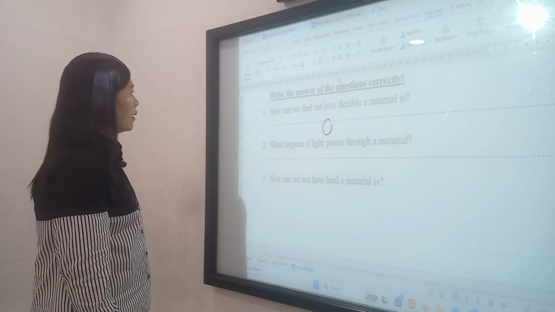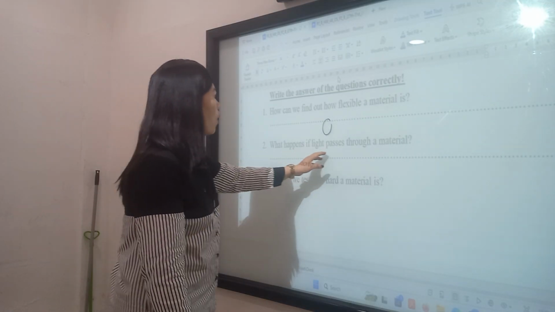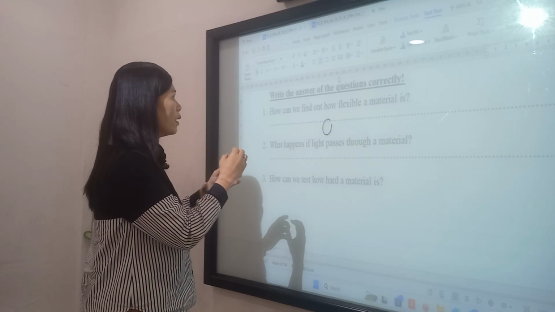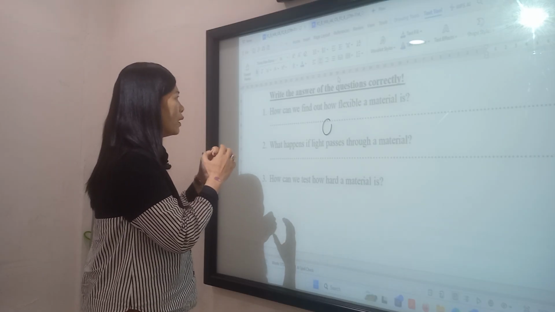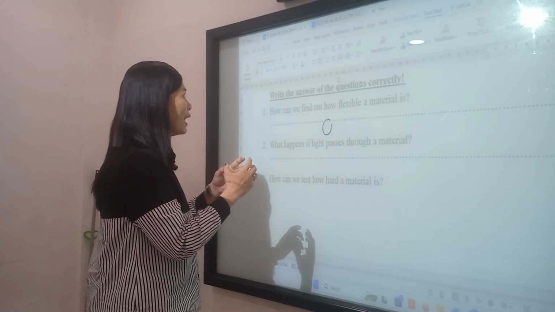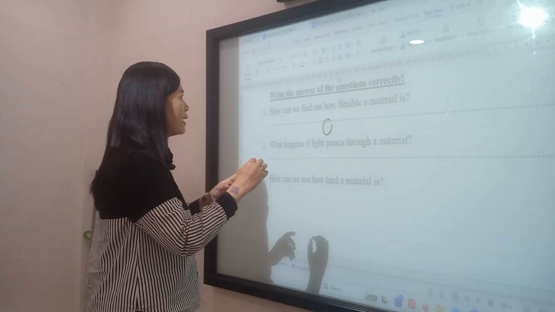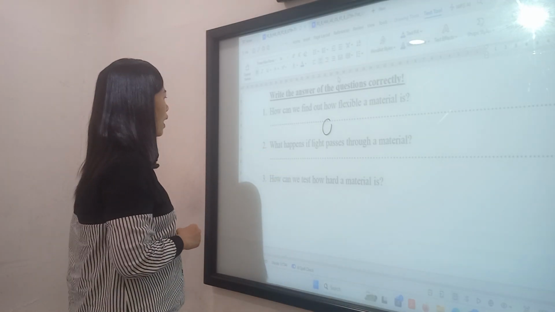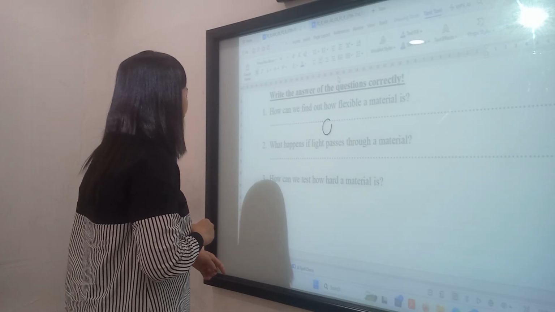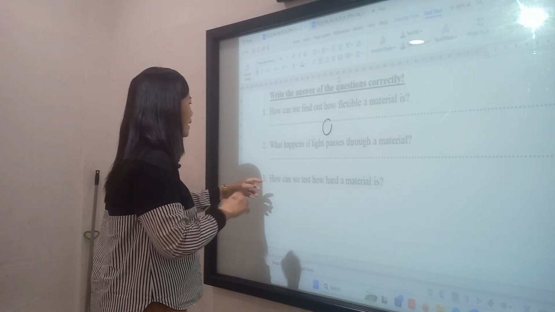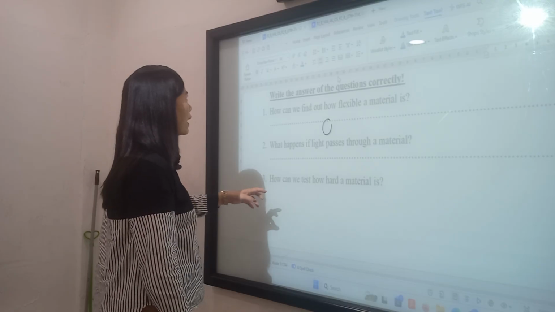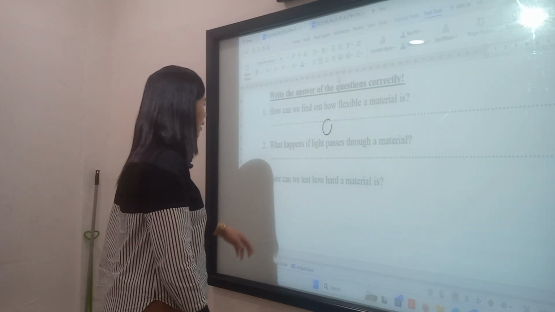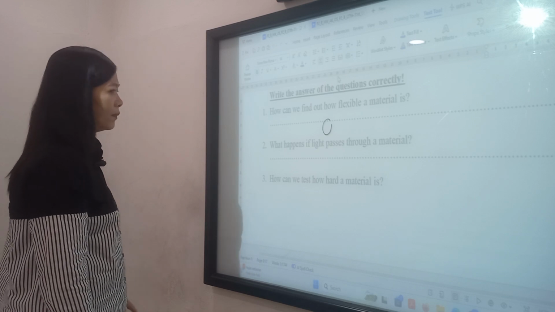Okay, correct. Next. What happens if light passes through a material? If you shine a light on a material and the light passes through, it means that the material can be seen through. Okay, next. How can we test how hard a material is? We can test how hard a material is by scratching it.